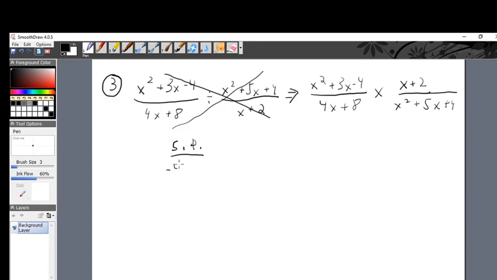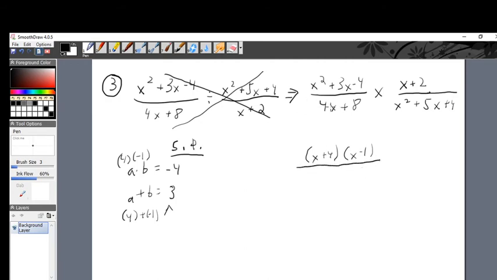So solve the riddle. What are two numbers that, when you multiply them, a times b, you get negative 4, and when you add those two numbers together, you get positive 3, the middle coefficient? Okay, the magic numbers are 4 and negative 1. 4 plus negative 1 is 3. 4 times negative 1 is negative 4. So the new top becomes x plus 4 times x minus 1, factored.